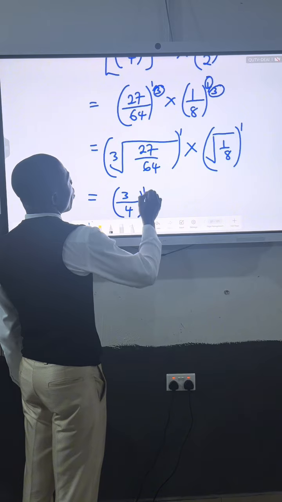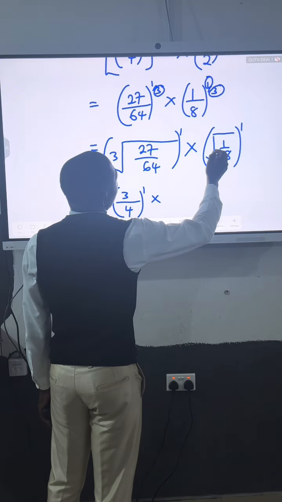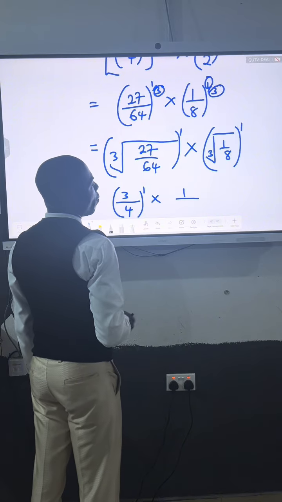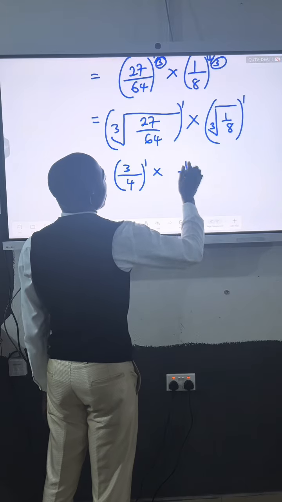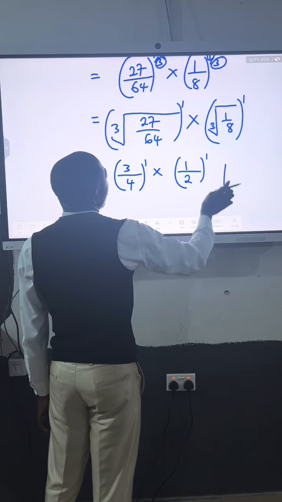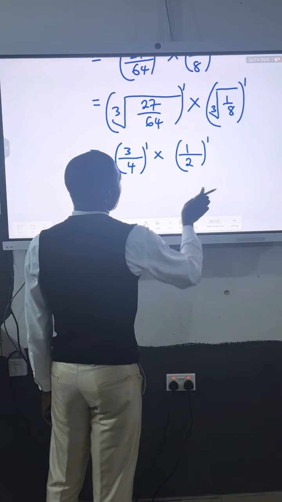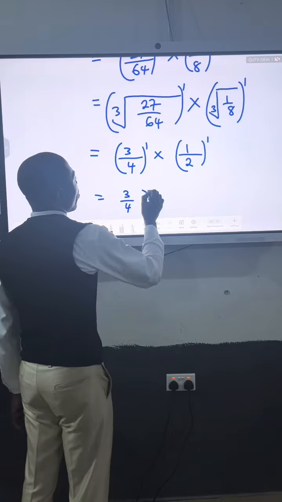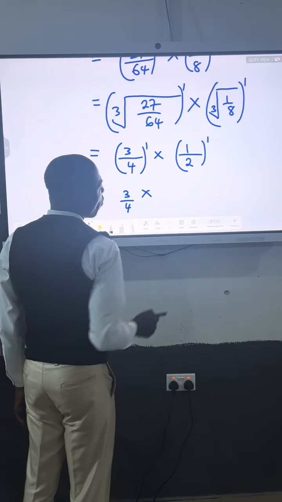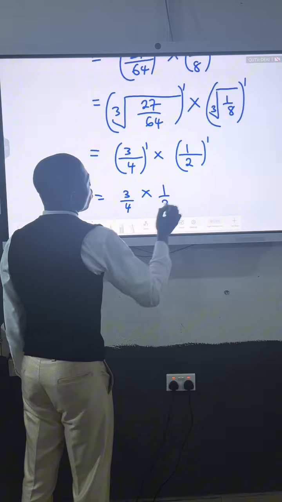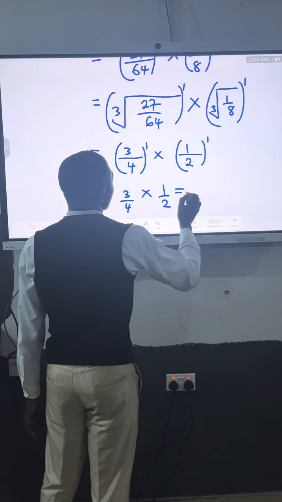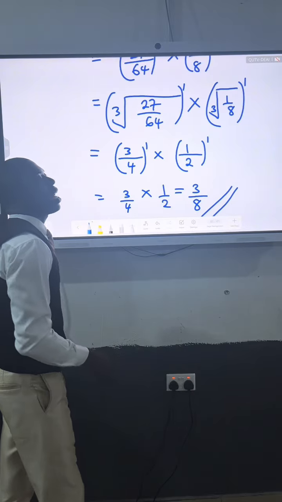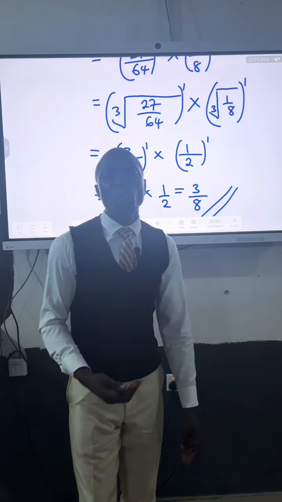Now, we are done with this one to power 1, times the cube root of 1, which is 1, over the cube root of 8, which is 2, to the power of 1. Anything raised to power 1 means just that thing in one place. So 3 over 4 to power 1 means just 3 over 4, multiplied by 1 over 2, which is half, raised to power 1, which is 1 over 2. So the answer to the question is going to be 3 by 8. 3 by 8 is the final solution to the question we're given to simplify.